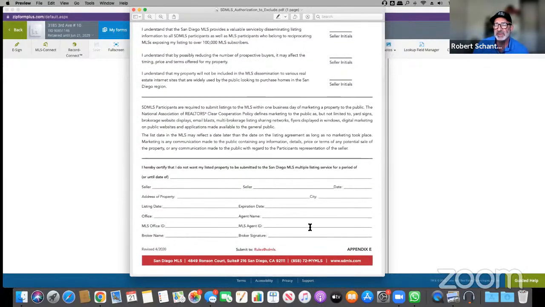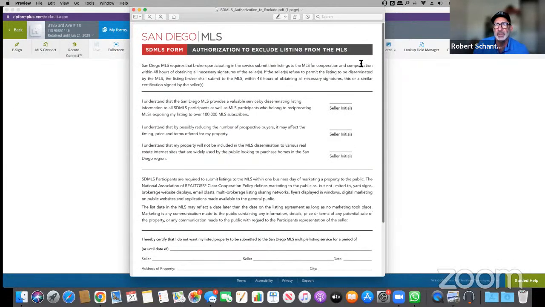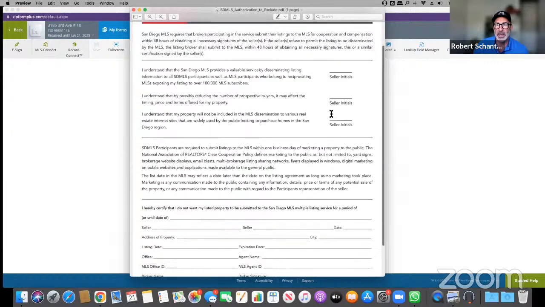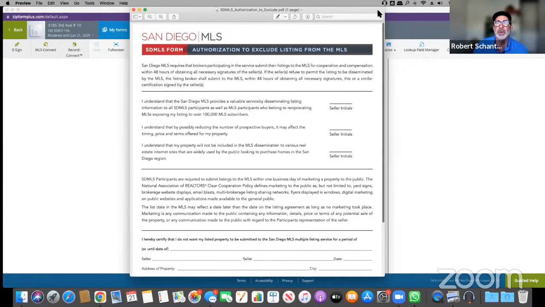So it's about 50-50. I guess most people use this form and other people use the other form within Zipforms because it's just easier for them. And again, I don't care what it is as long as it's used. That's all we need.